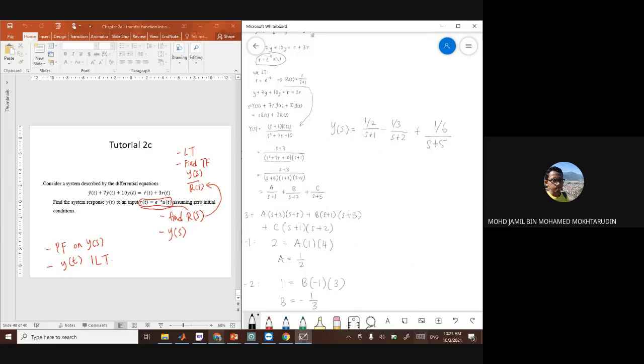Then you use inverse Laplace transform. So you get y(t) equals 1 over 2 e power of minus t, minus 1 over 3 e power of minus 2t, plus 1/6 e power of minus 5t. Okay. So this is the final answer.